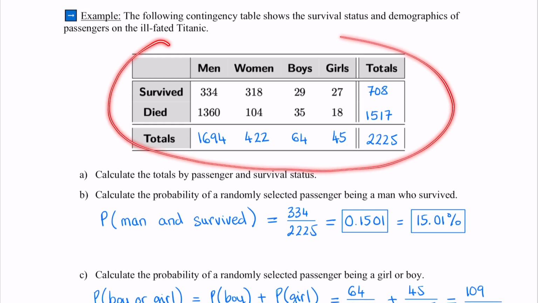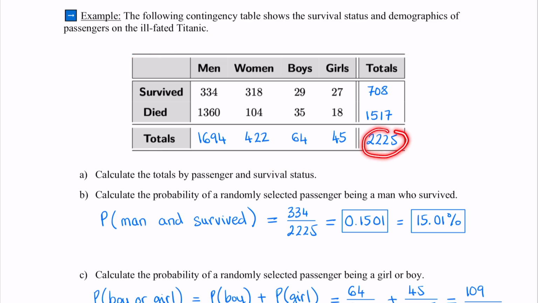Here is our table. There are a total of 2,225 passengers, 1,694 men, 422 women, 64 boys, 45 girls. The passengers who are not men are women, boys, and girls. So there are a total of 531 passengers who are not men. So to find the probability that the first passenger is not a man, we take 531 divided by 2225.